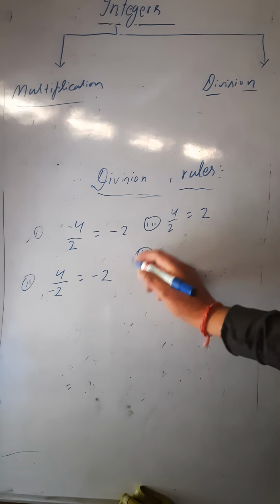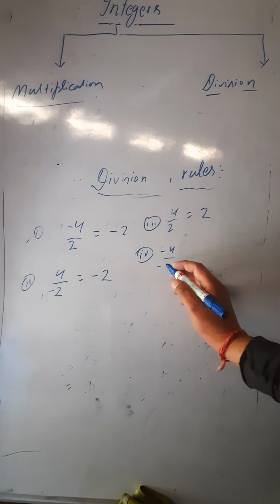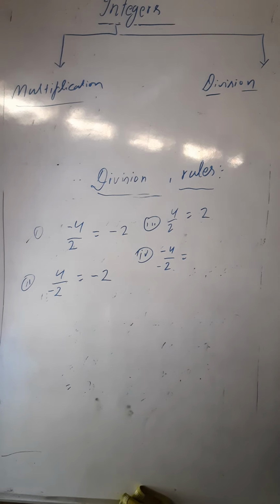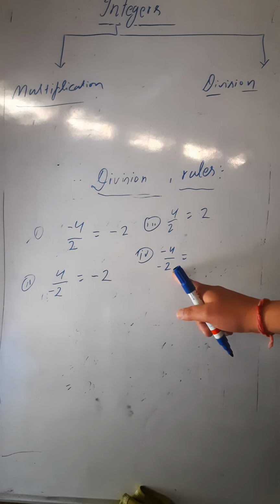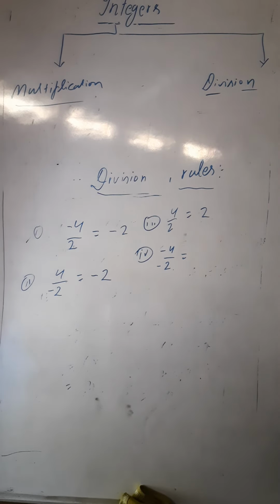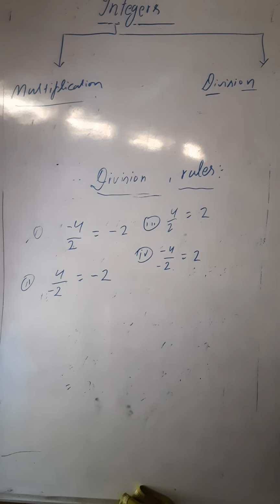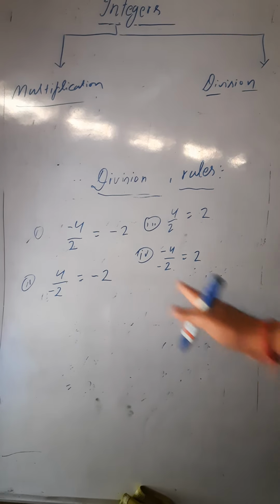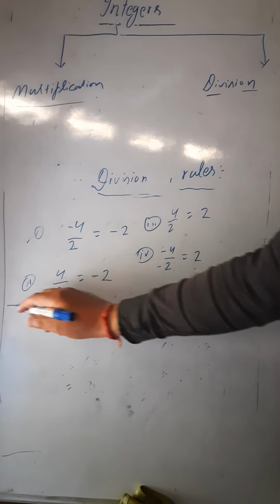Now rule number 4. When both are negative, let me write it, minus 4 by minus 2. So how will you solve this? When both the numerator as well as the denominator are negative integers, the answer will be a positive integer. So 2 2s are 4, the sign will be positive. Are you getting this? So these are the 4 rules which will work under the division of integers. Now let me give you some questions on how to divide.